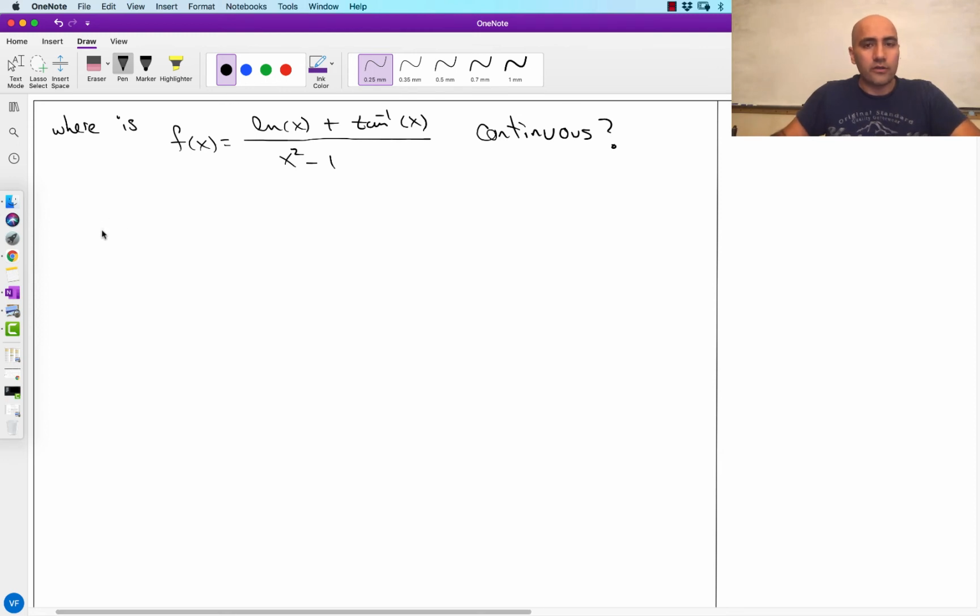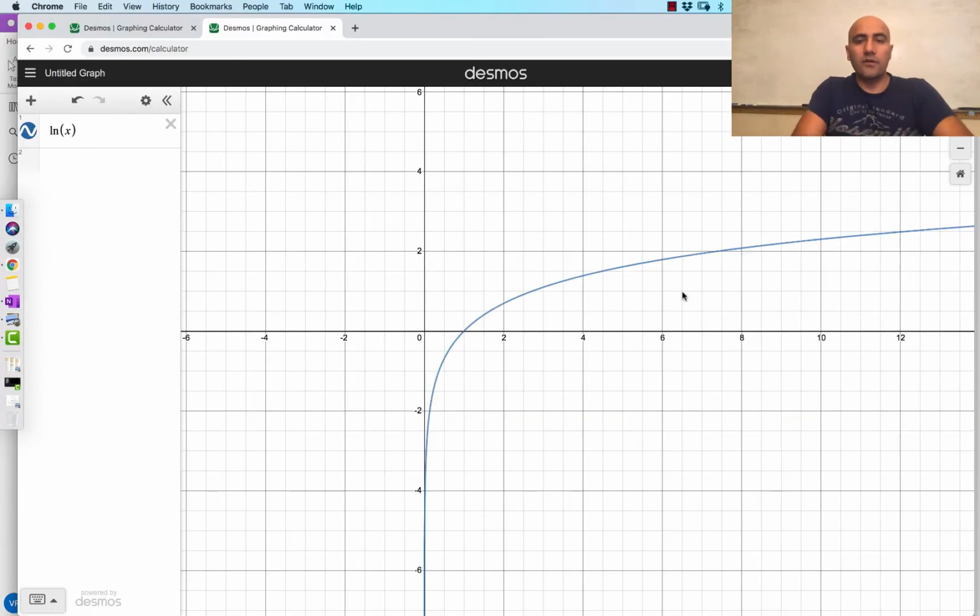using what we just learned, that when we have continuous functions, we can combine them by adding, subtracting, multiplying to build a more complicated function, and know that the more complicated function is also going to be continuous on its domain. Okay, so let's think about each one at a time. Let's think about the ln of x. Ln of x, if we graph it, it'll look like this. So here's the graph of ln of x.